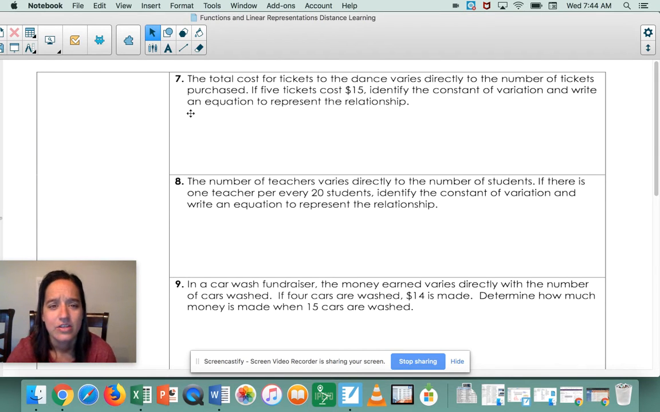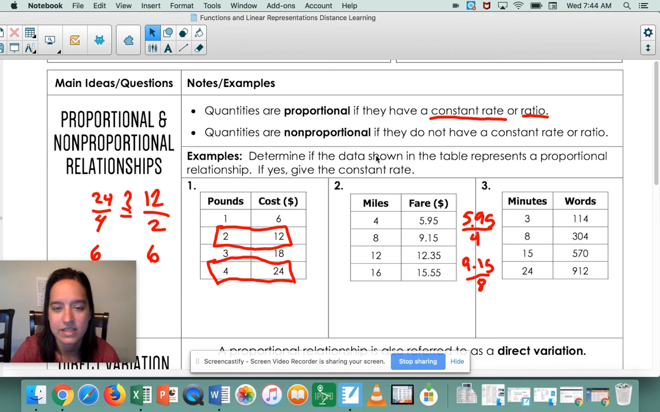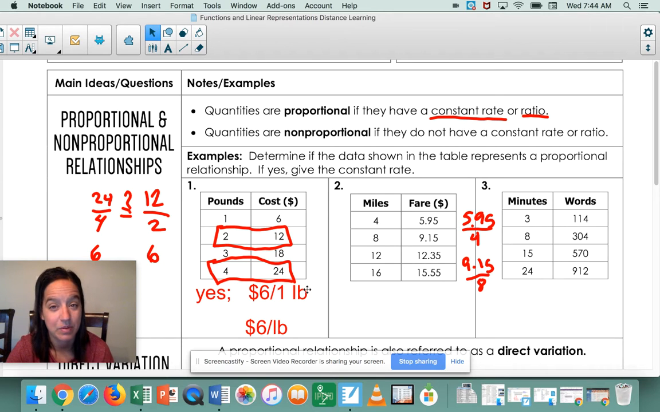But what you'll also notice is they don't always give us our rate. If we think back, our constant rate was found by taking a point and dividing it. If you remember, this rate was $6 per pound, so our constant rate was 6 per pound. Today we're going to be talking about that too.